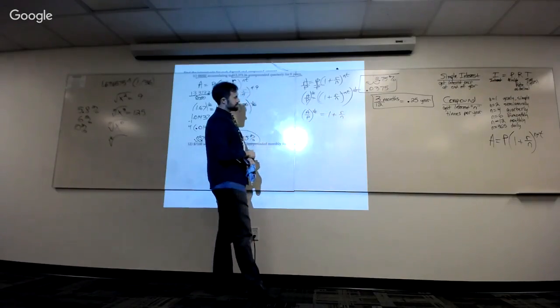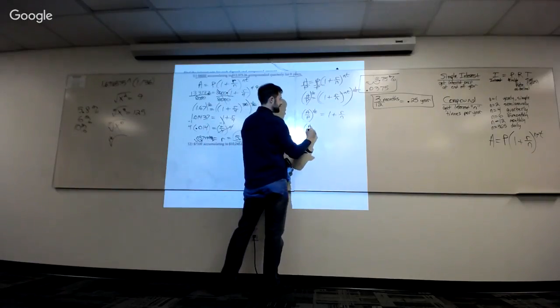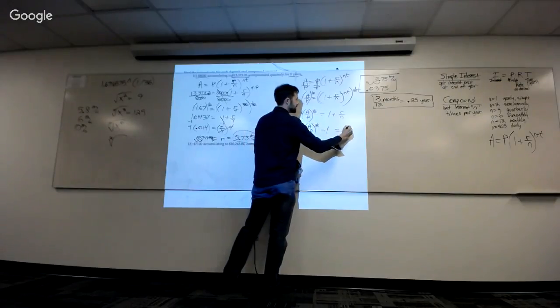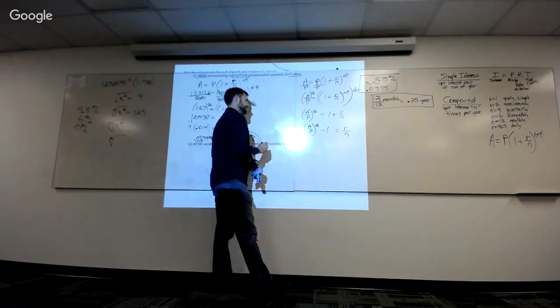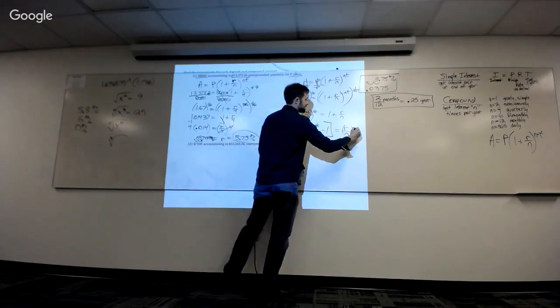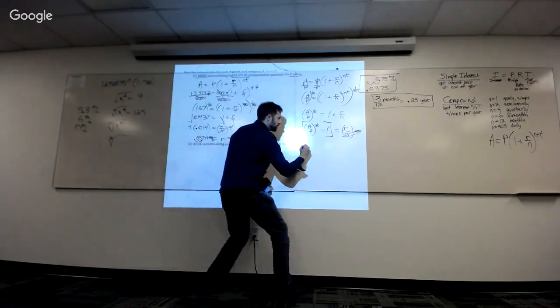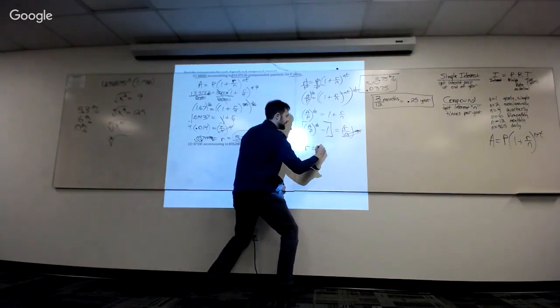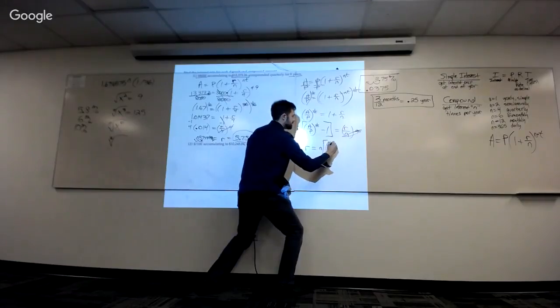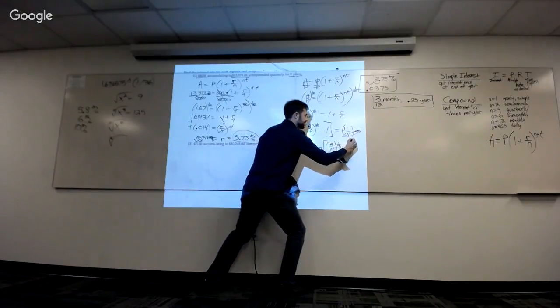Now what do we do? We're still solving for r. Subtract the 1. So we have A over P to the 1 over nt, minus 1, equals r over n. And now? Multiply by n. So we multiply both sides by n. That cancels out, and we have this. Now, r equals n times the quantity A over P to the 1 over nt, minus 1.